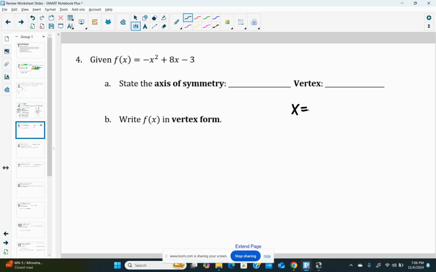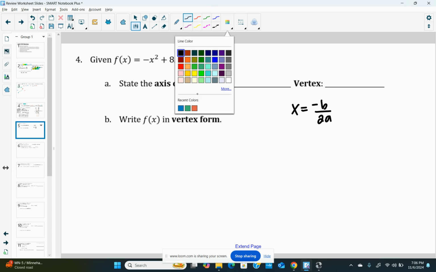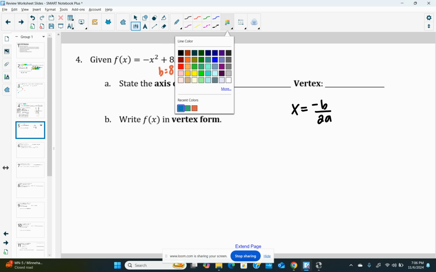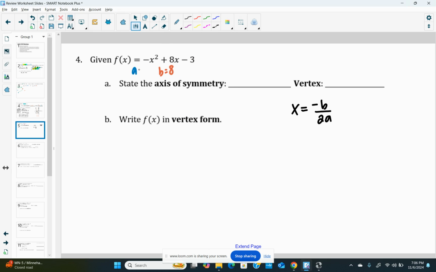So the axis of symmetry, when it's in standard form, the formula is x equals the opposite of b over 2a. So then you can go into here and you can say, all right, well, our b term is 8, right? So b equals 8. And then our a term is negative 1. So remember that the a is always in front of the x squared, the b is in front of the x, and then c, which we're not using in this case, is the constant.